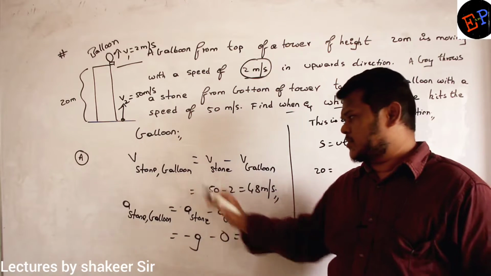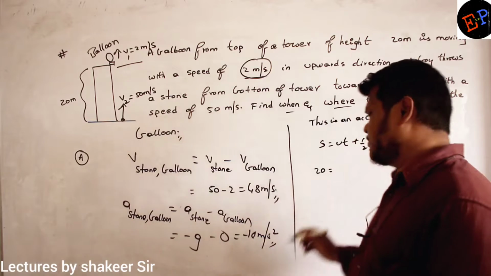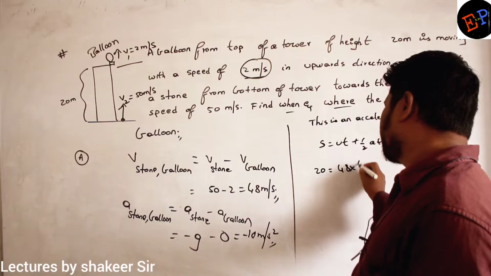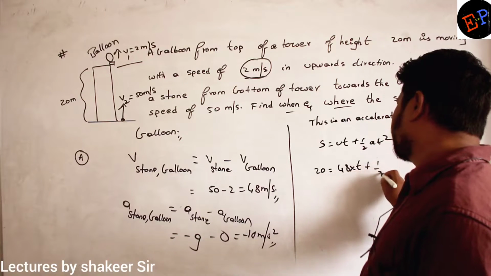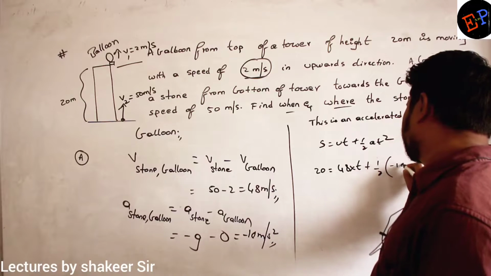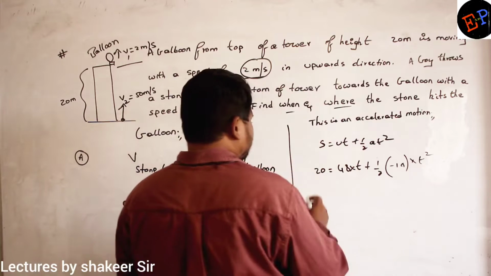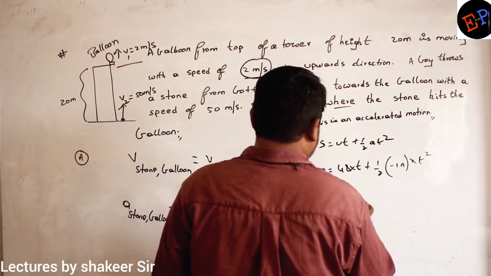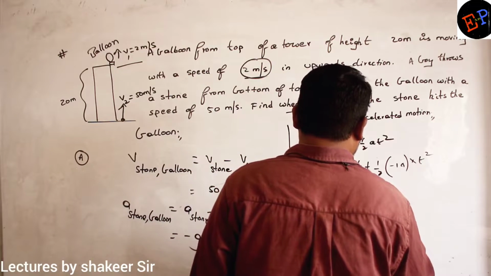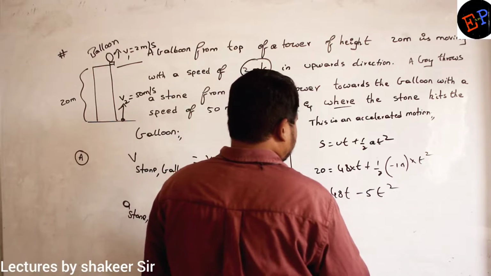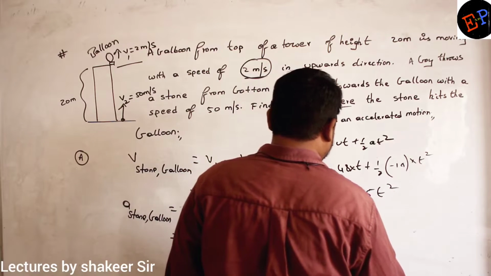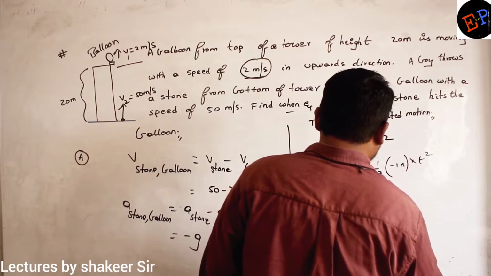Initial velocity? Initial velocity of the stone with respect to the balloon? 48, we have already calculated, no? 48. Time taken? I don't know. So half. Acceleration? Minus 10. Time taken? Still I don't know. Clear now? So therefore, do this calculation. So 20 is equal to 48t minus 5t square. Okay? So therefore, 5t square minus 48t plus 20 is equal to 0.